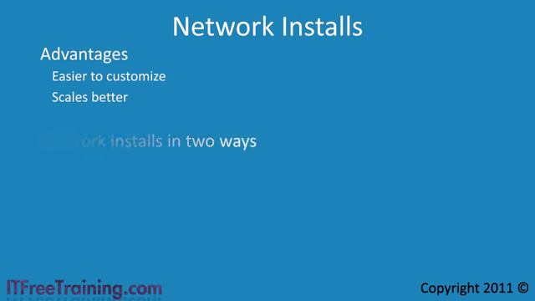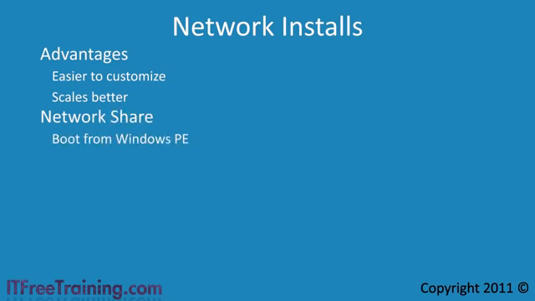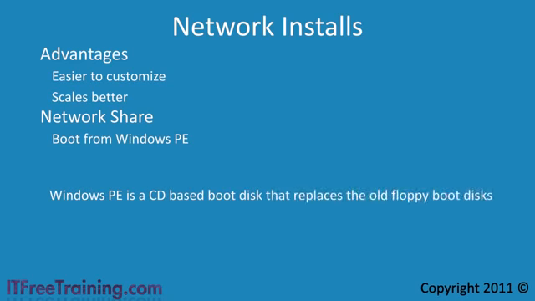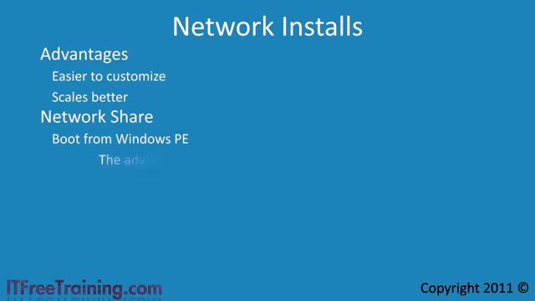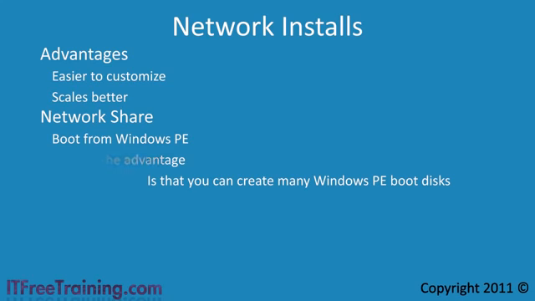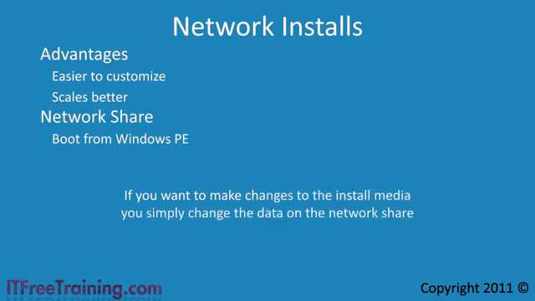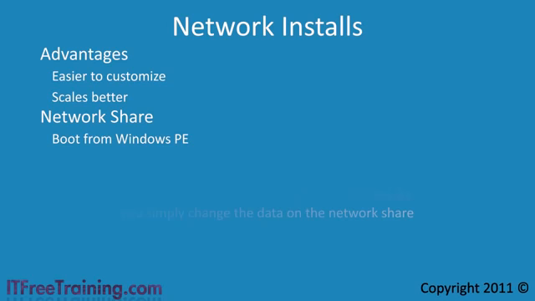The first is via a network share. To do this, you would boot from a network PE boot disk. Windows PE is a CD-based boot disk that replaces the old floppy boot disks. The advantage of this method is that you can create many Windows PE boot disks which will not require updating too often. If you want to make changes to the install media, you simply change the data on the network share. The advantage of using a network share is that the only infrastructure you require is a network share.